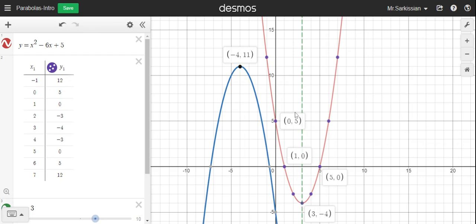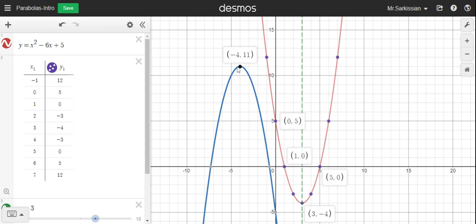But about the y-coordinate of the vertex, I should say that the y-coordinate is called the minimum value of the quadratic relation. It's also called the optimal value. But specifically in this case, because the parabola opens upwards, it's called the minimum value. So if somebody says, what is the minimum value of this quadratic relation? You're going to say it's -4. Similarly, the maximum value of that other parabola is 11.